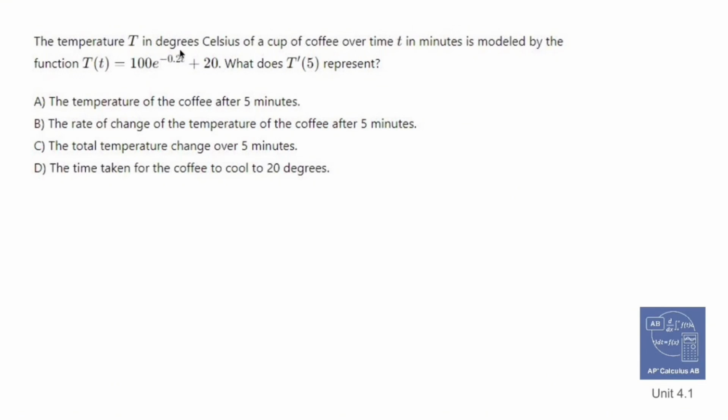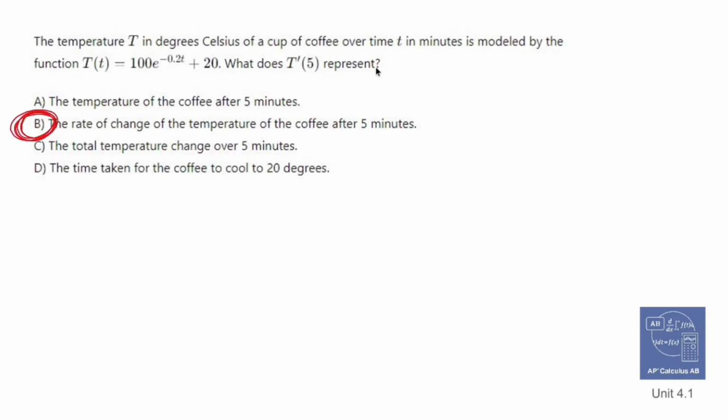The temperature T in degrees Celsius of a cup of coffee over time t in minutes is modeled by the function T of t equals 100, and so on. What does T prime of 5 represent? All right, so you have temperature with respect to time. When you take the derivative, you are given a rate. So your T is going to be temperature, the rate of the temperature over that many minutes, 5 minutes. So it's the rate of change of the temperature of the coffee after 5 minutes.